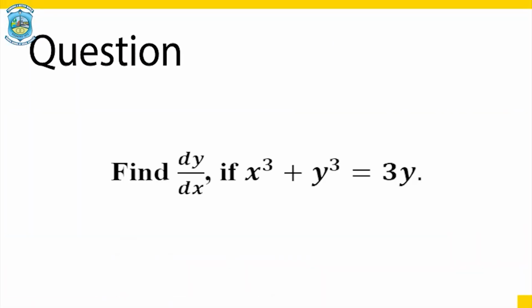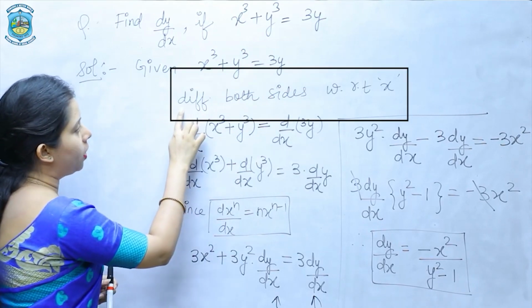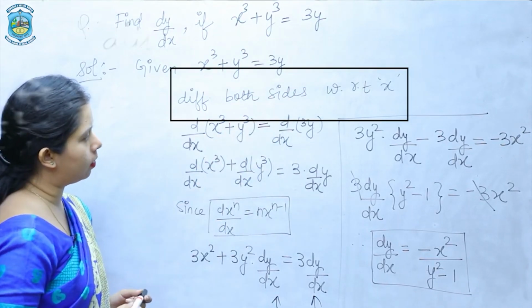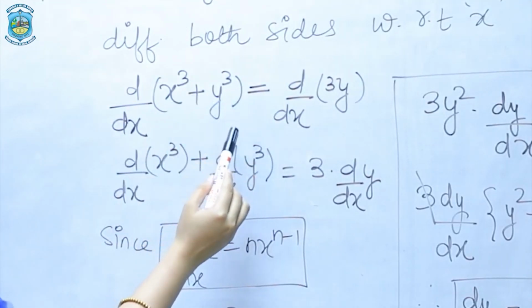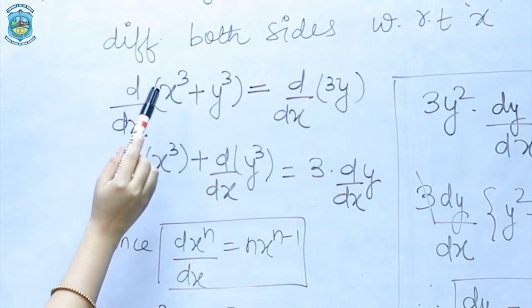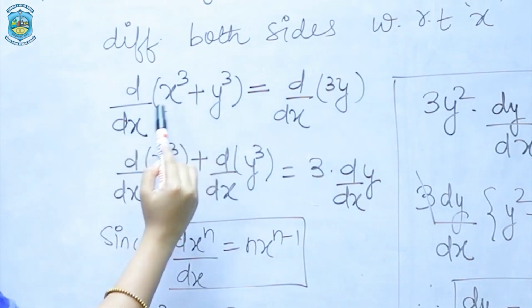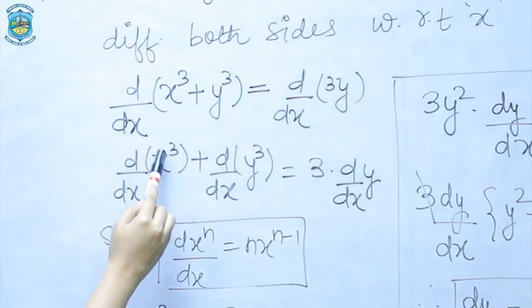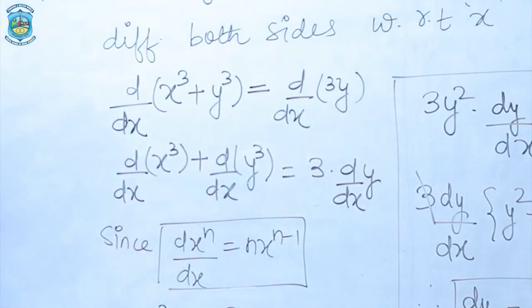Next question is find dy by dx if x cube plus y cube is equal to 3y. So, this is an implicit function. We will differentiate both sides with respect to x. So, we will get d by dx of x cube plus y cube is equal to d by dx of 3y. Now, here we will use the rule of differentiation. The differentiation of the sum of two functions is equal to the sum of the differentiation of the first function and the differentiation of the second function.